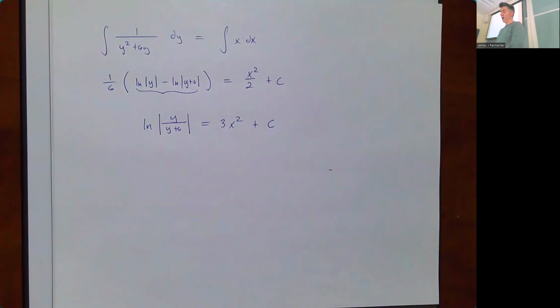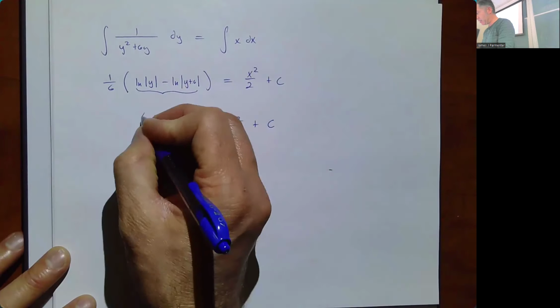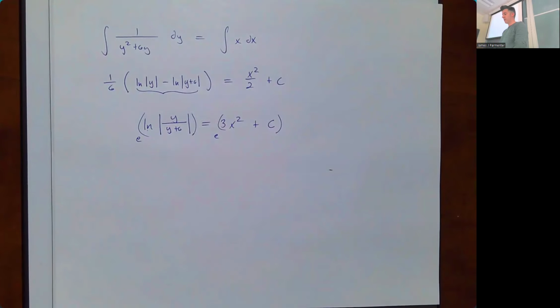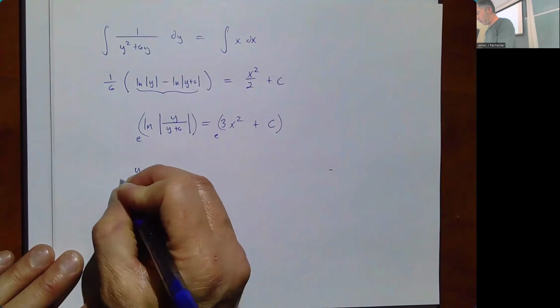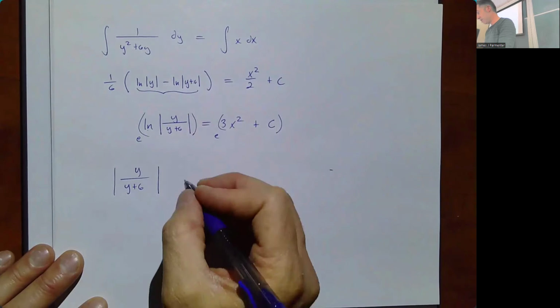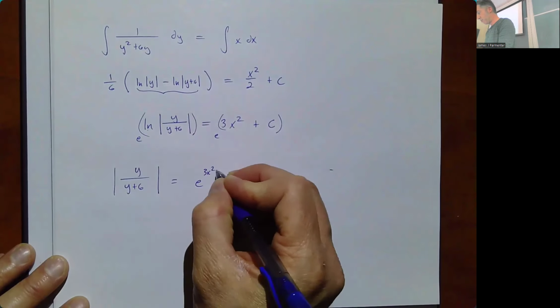Okay, I'm trying to solve for y. I'm going to exponentiate both sides. So I'm going to say e to the this is equal to e to the that. On the left, I get y over y plus 6 in absolute value. On the right-hand side, I get e to the 3x squared plus c.